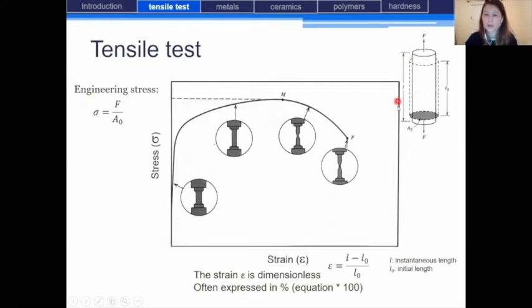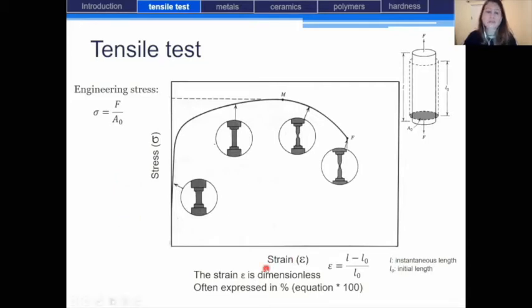So let's remember here you have a representation of the specimen before deformation and after being deformed. And so we will take into account the initial cross-section of the specimen to calculate this engineering stress. And so let's remember that in that case, we record the force necessary to get a deformation of the material.